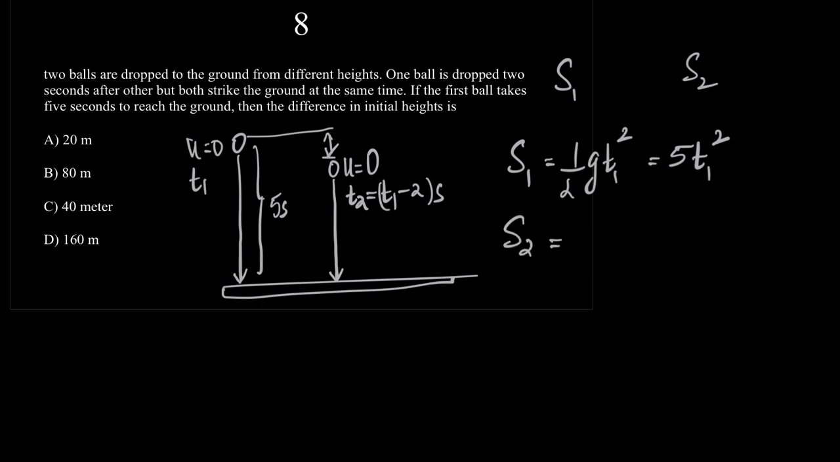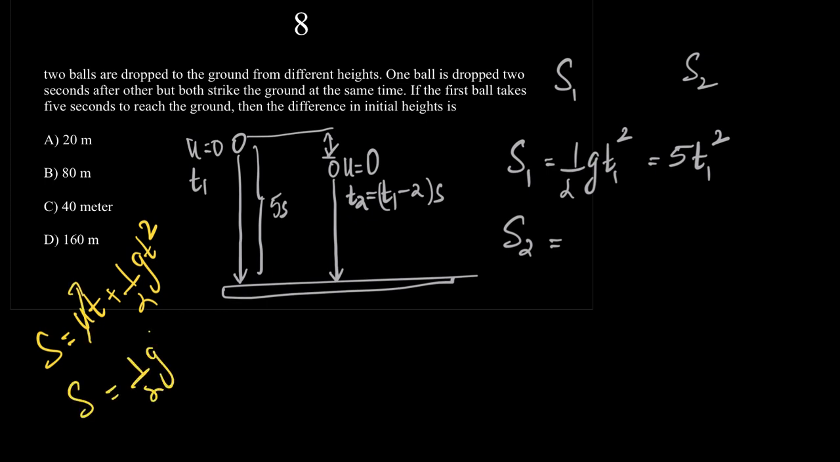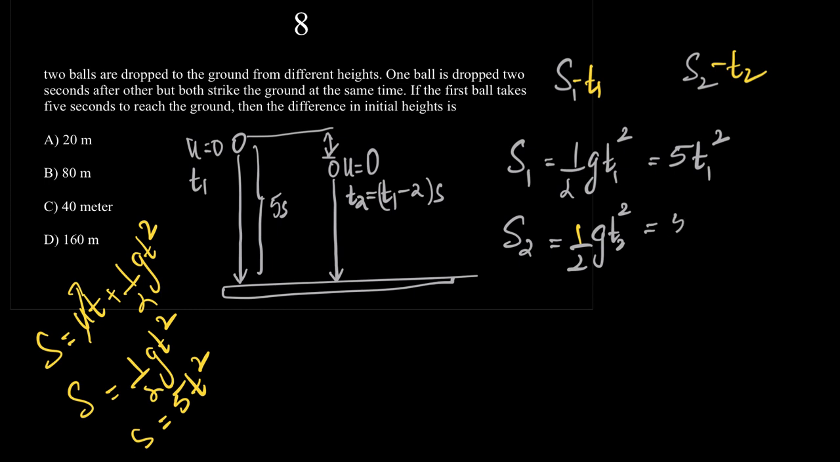What is S2? If you have a doubt how I would take half g t square: S is equal to ut plus half g t square. u is 0, so S is equal to half into g t square, or 5 t square. Instead of t, we have t1 because I have assumed S1 displacement in time t1 and S2 displacement in time t2. So S2 will be equal to half g t2 square, which is 5 t2 square. What is being asked to find out? The difference in initial heights.